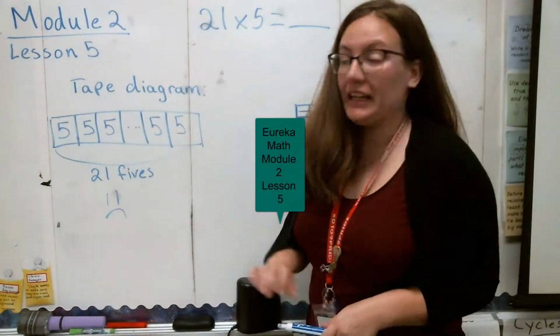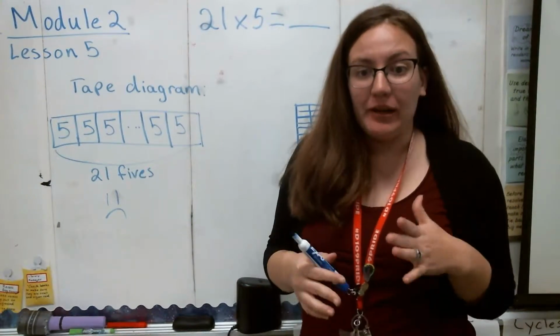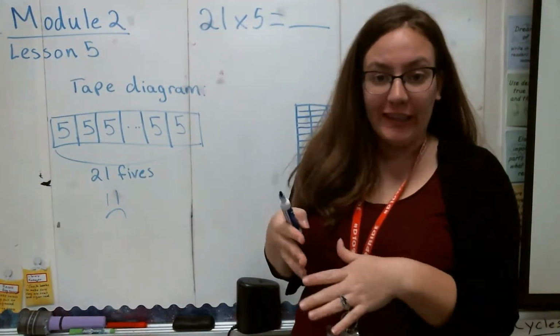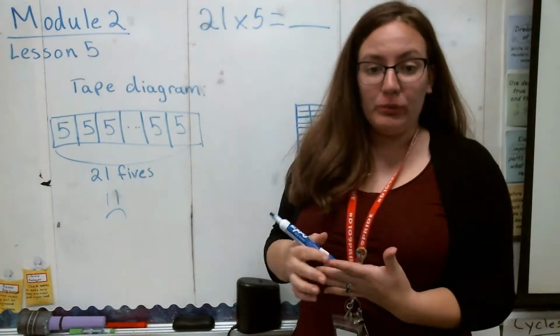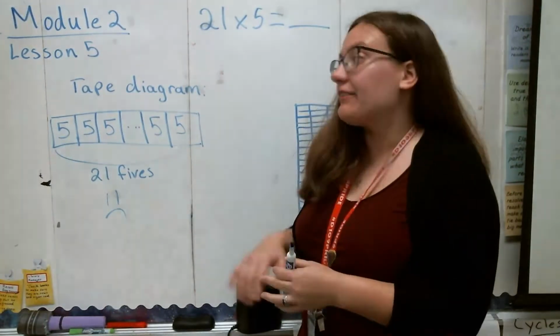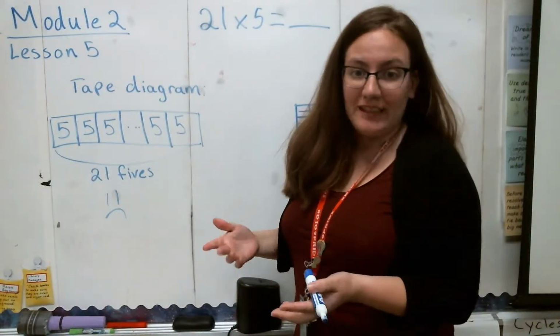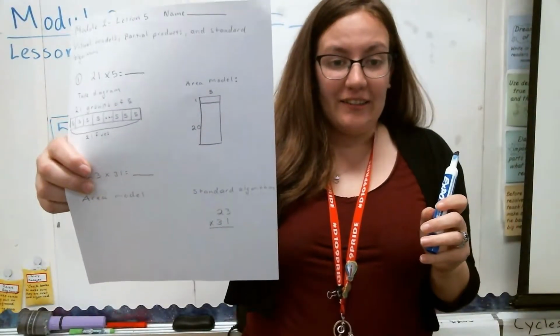Hi, 5th grade. Today we're starting Module 2, Lesson 5, and we are now moving into area models. For the next couple of weeks, all we're going to be doing is multiplying and learning different ways to multiply, either whole numbers or decimals, and we're going to be using lots of different visuals to help us out with this. So to get started, you are going to need your Lesson 5 notes.